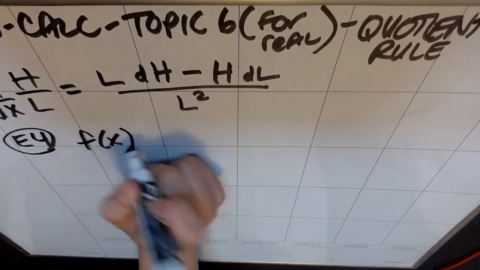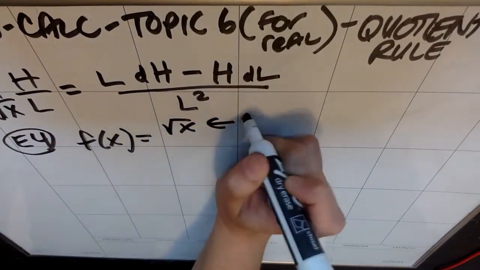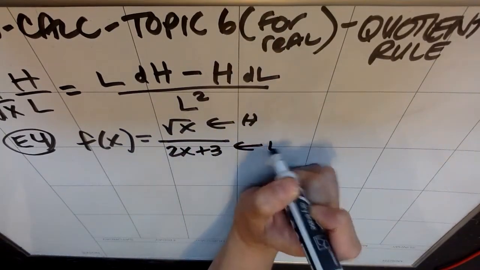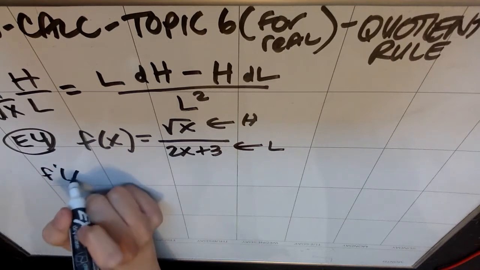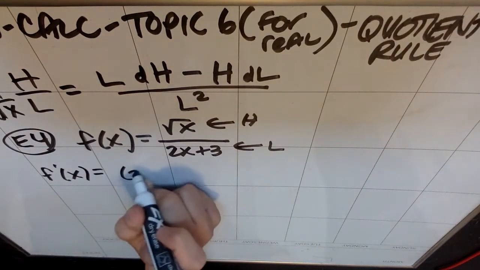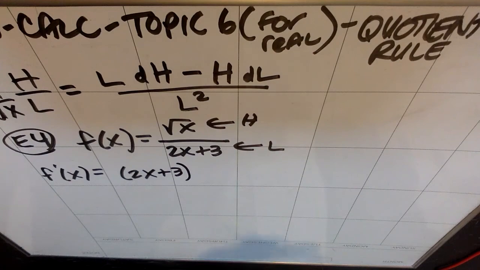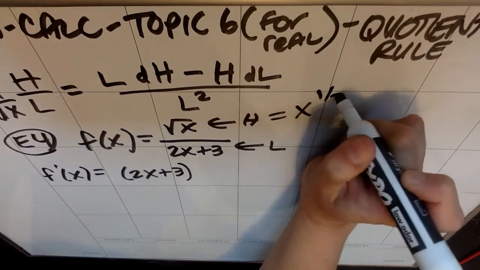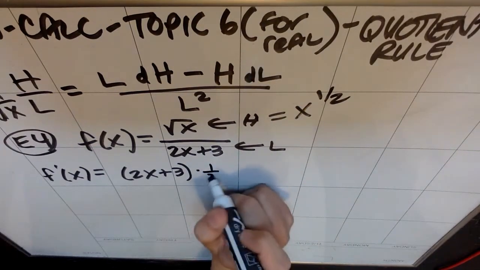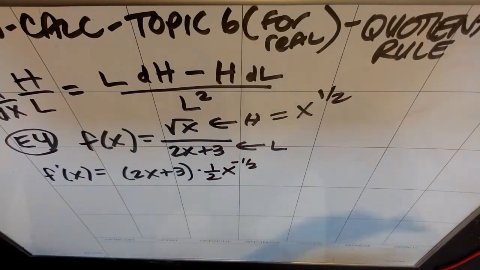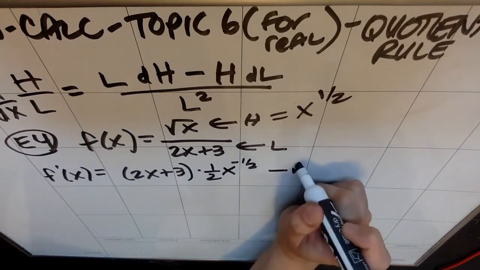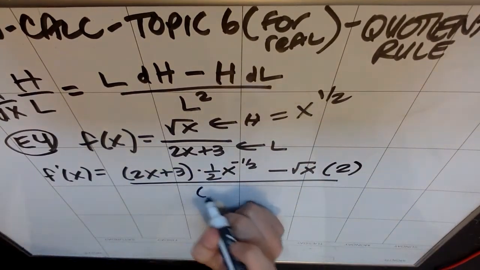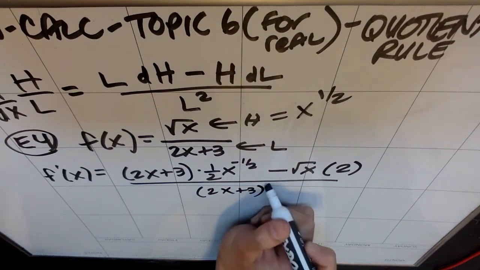f of x equals root x, so that's my high function, on top of 2x plus 3, which is my low function. All right, so my f prime of x is going to be low, which is 2x plus 3. D high, right? So d high is a little tricky because remember that this high function is an x to the 1/2, right? So the derivative of that is going to be 1/2 x to the negative 1/2, which we're going to have to deal with in a sec, minus high, which is just that root x, d low, which is a 2. Draw the line, square the low, 2x plus 3 quantity squared.